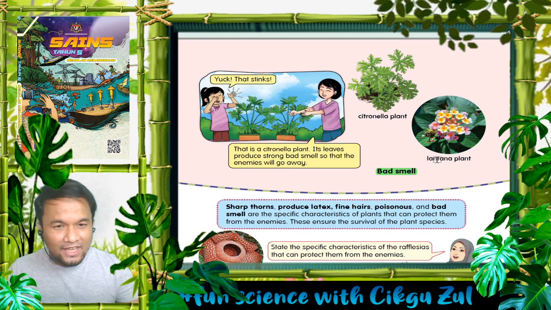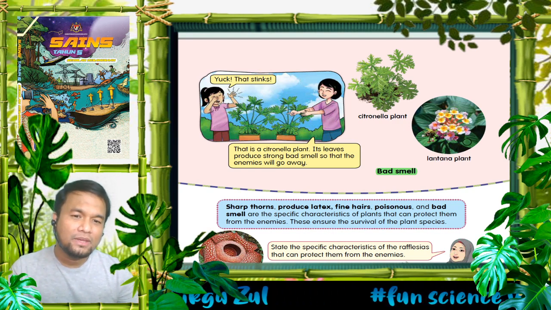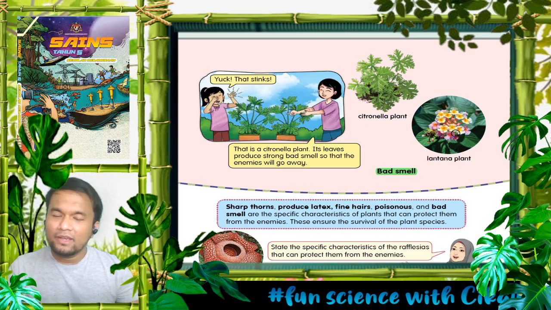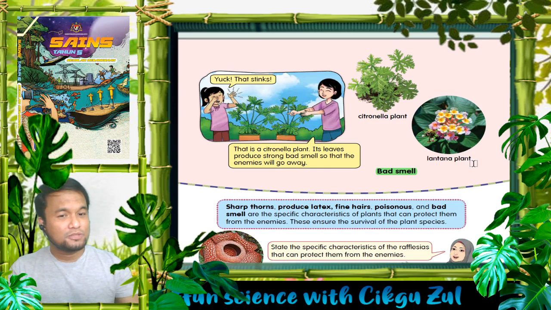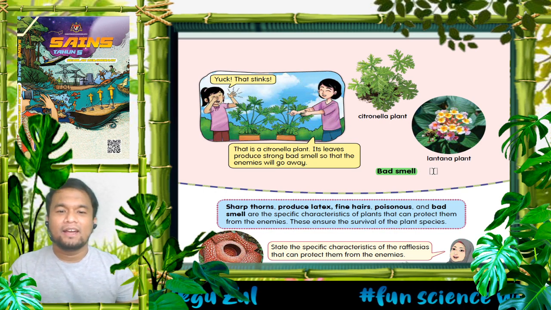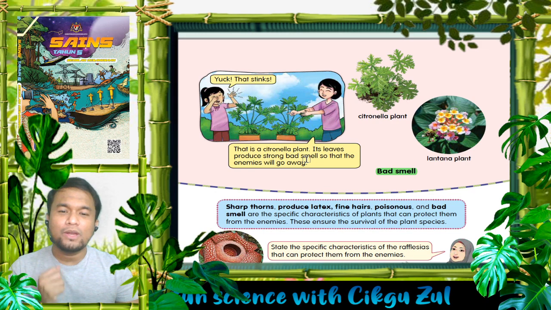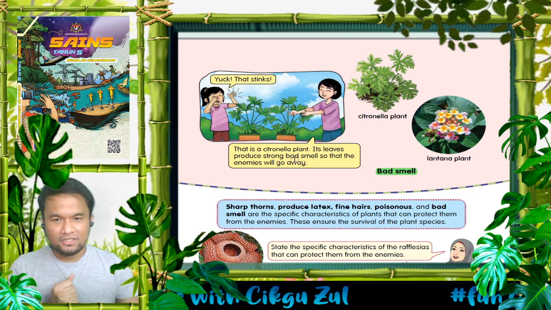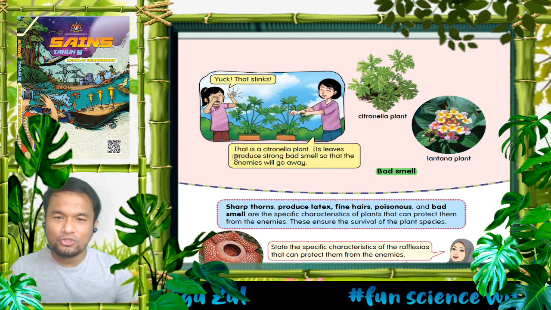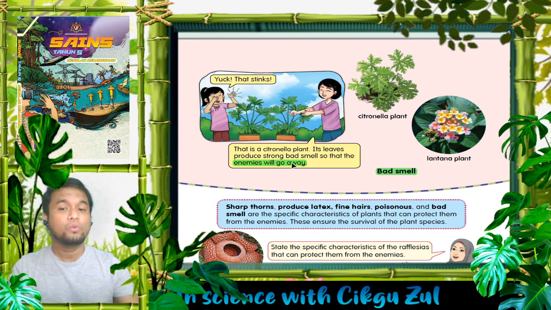Walaupun rupa dia cantik, tamu tengok dekat sini, they got colorful colors like here in pink, yellow and white color, but the smell produced by the lantana plant is bad. So what is the purpose of having the bad smell? What is the purpose of such characteristic? This is to produce strong bad smell so that the enemies will go away.